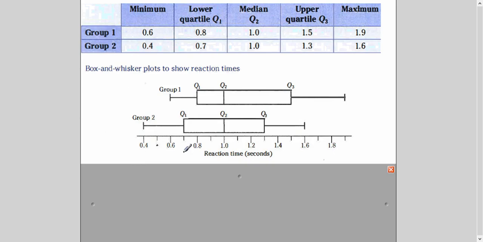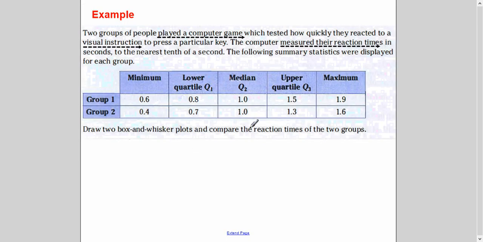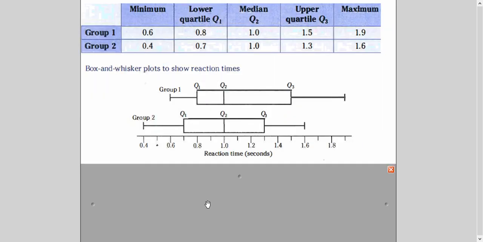So here it is drawn. The scale is taken here because the scale is same for both. So we will see overall what is the minimum, which is 0.4, and overall what is the maximum, which is 1.9. So this is representing group 1 and this is representing group 2. Mostly in these types of questions, it is asked to compare the reaction time, or compare in context of the situation, whatever is given to you, right? So your comment should be based on this.